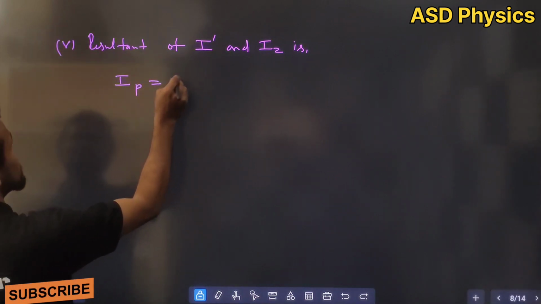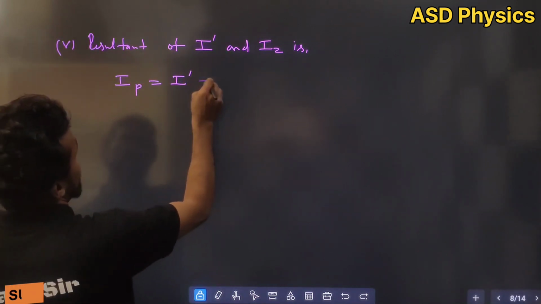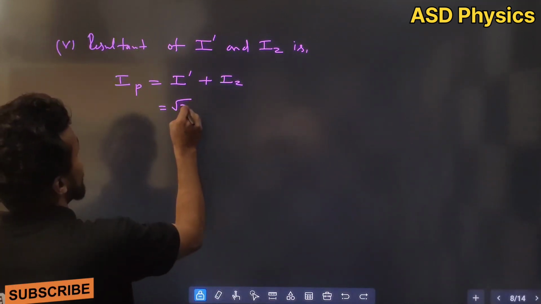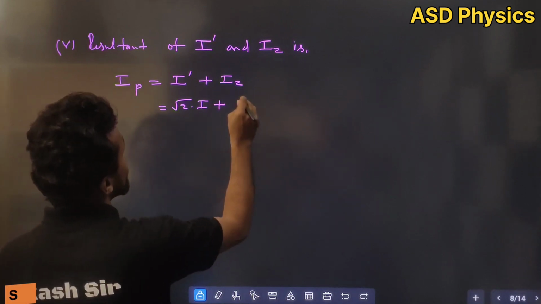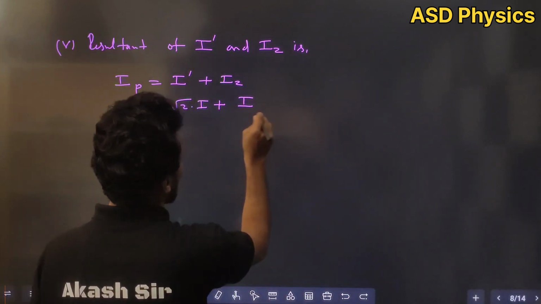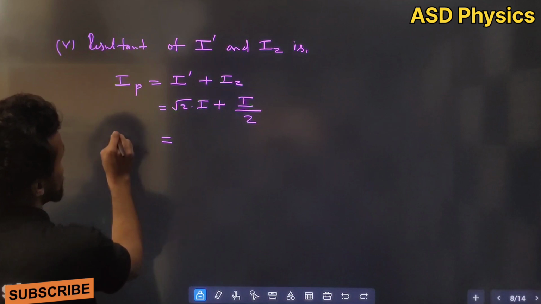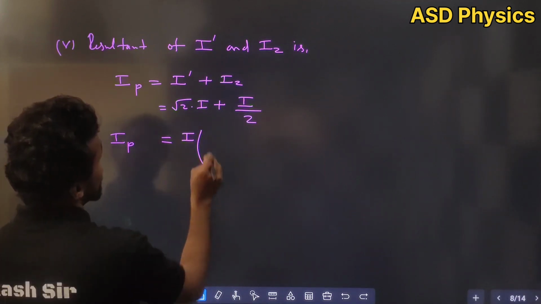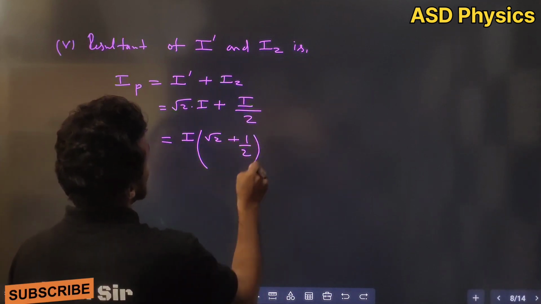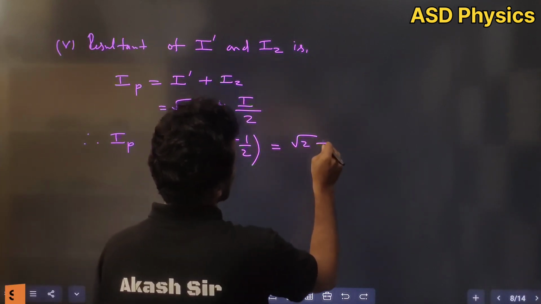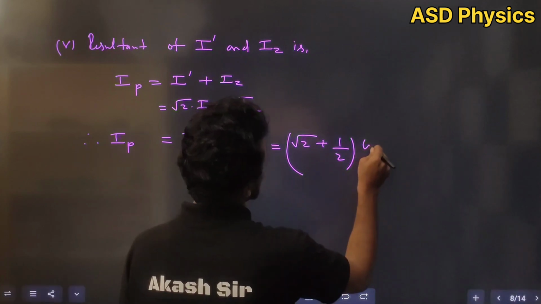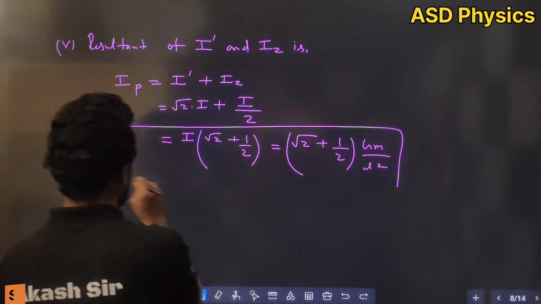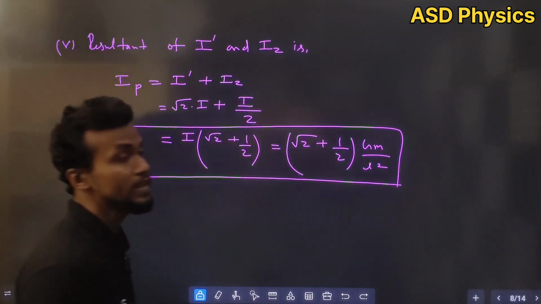So what will this become here? The resultant GFI is given here. First one, we are writing I dash, and after that I2. Now I dash, how much did we get here? Root 2I, and I2 how much here? I by 2. Now students, just simplify this please. Hence I is equal to, take I common, so root 2 plus 1 by 2. If you put the value of I also, root 2 plus 1 by 2 Gm by L square. This is the resultant GFI at the 4th vertex of a square.